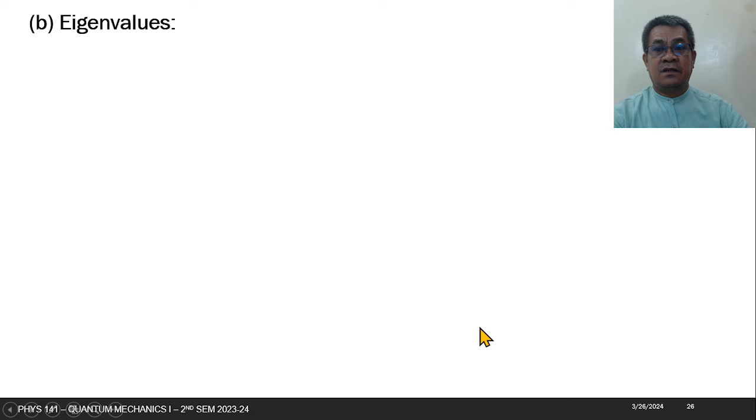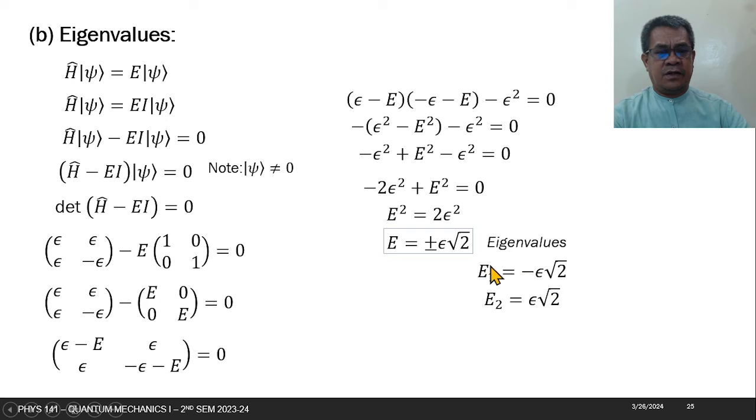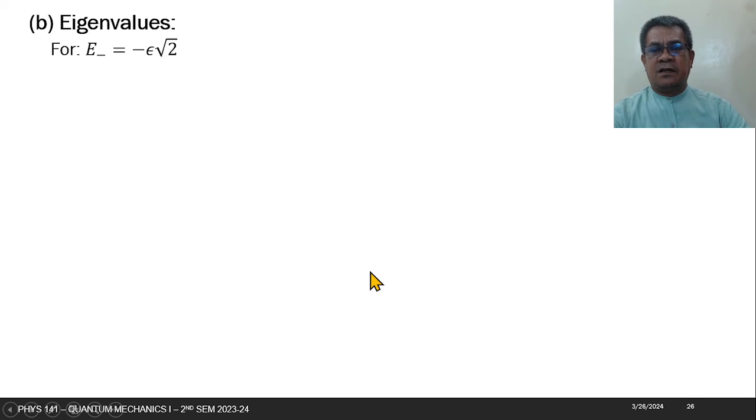Then next, okay, for a while we have this result, the eigenvalues. Okay, then for E, we are now to solve the eigenfunction.